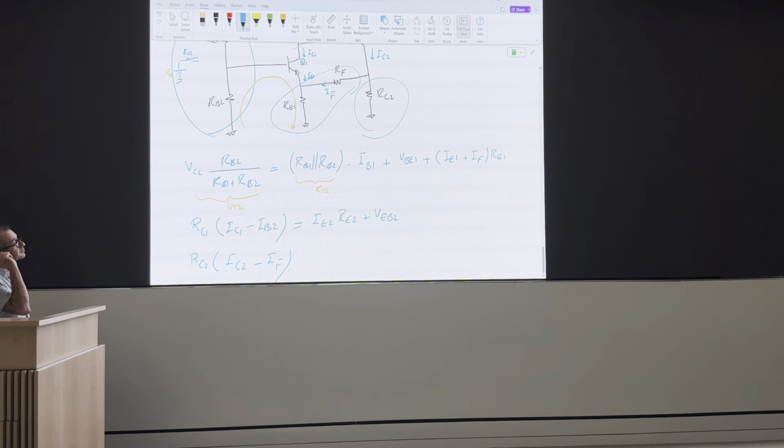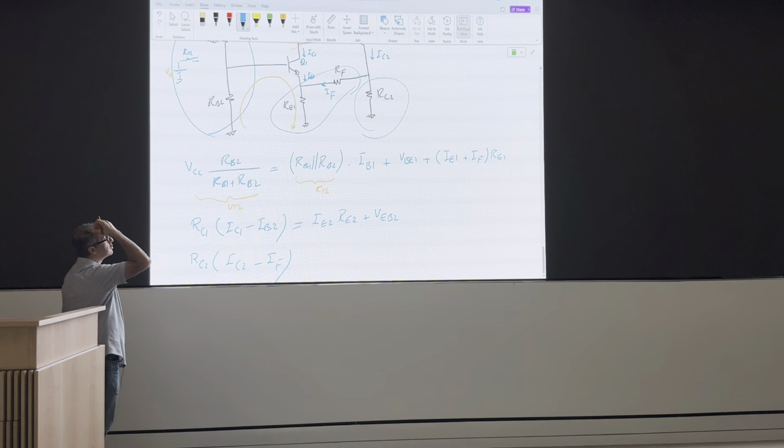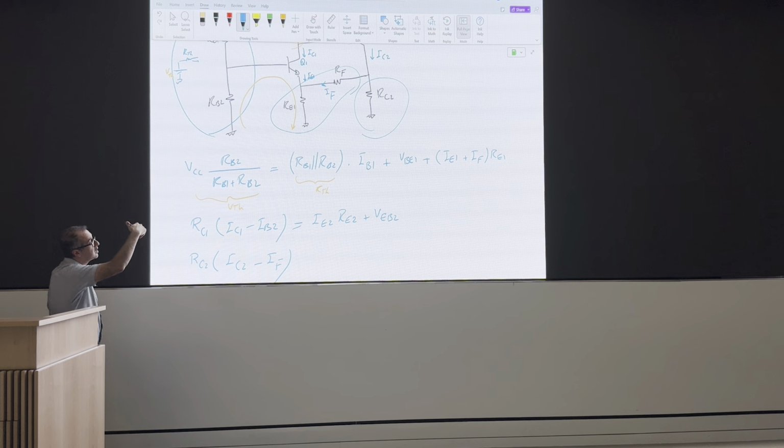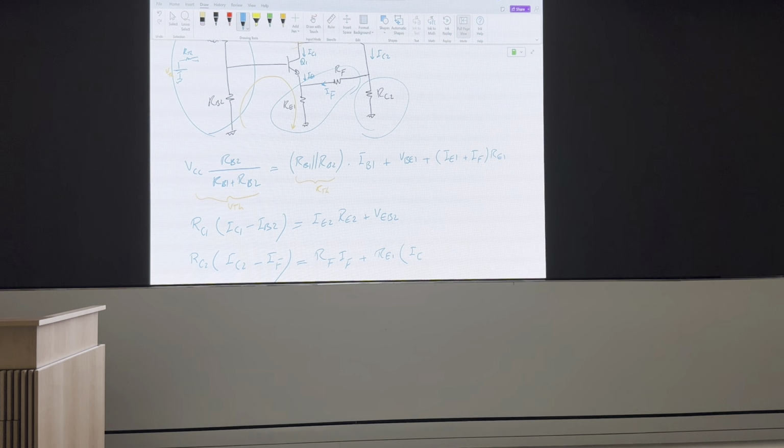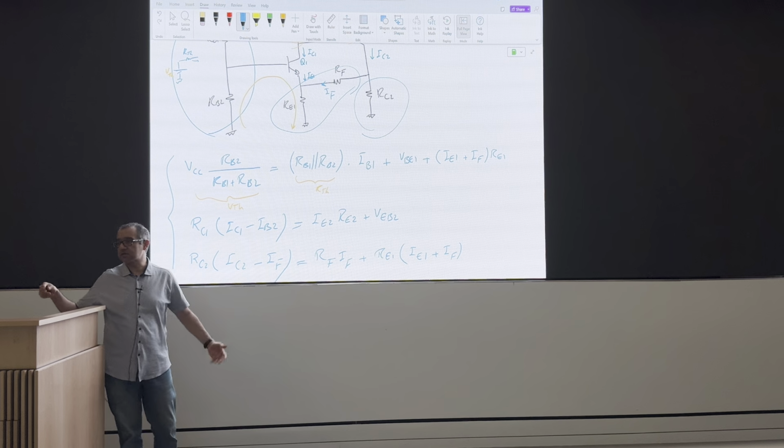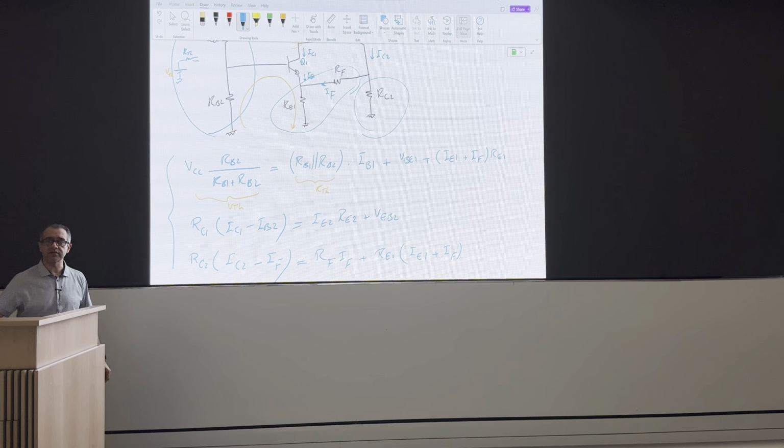Right? IC2, a portion of it goes left. And then that is equal to RF times IF plus the voltage drop across RE. I did not introduce a new variable. So I'm good. Three equations, three unknowns. I should be able to solve it and find the answer.